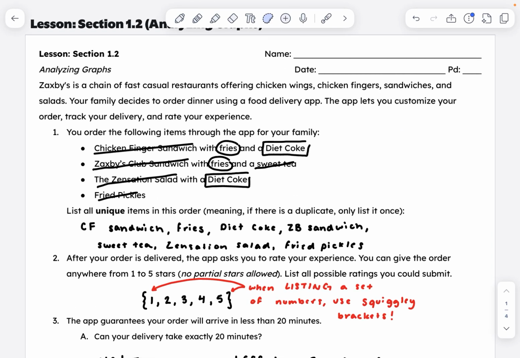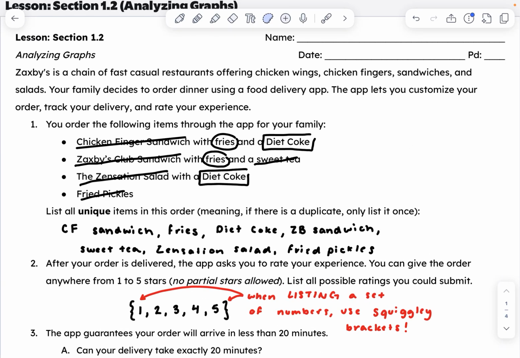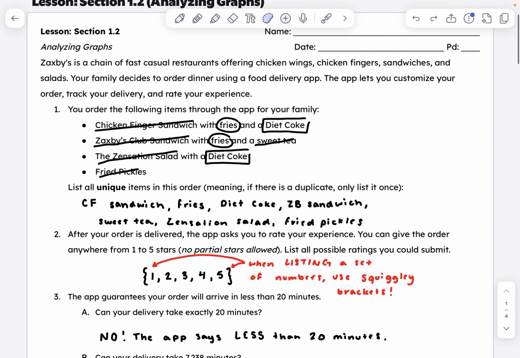All right, friends. So now that we understand what a function is and how to utilize function notation to evaluate and solve various expressions, we are diving into our first big pre-calculus concept, which is beginning to analyze graphs. You did not need to complete the exploration, but I am going to discuss it quickly.